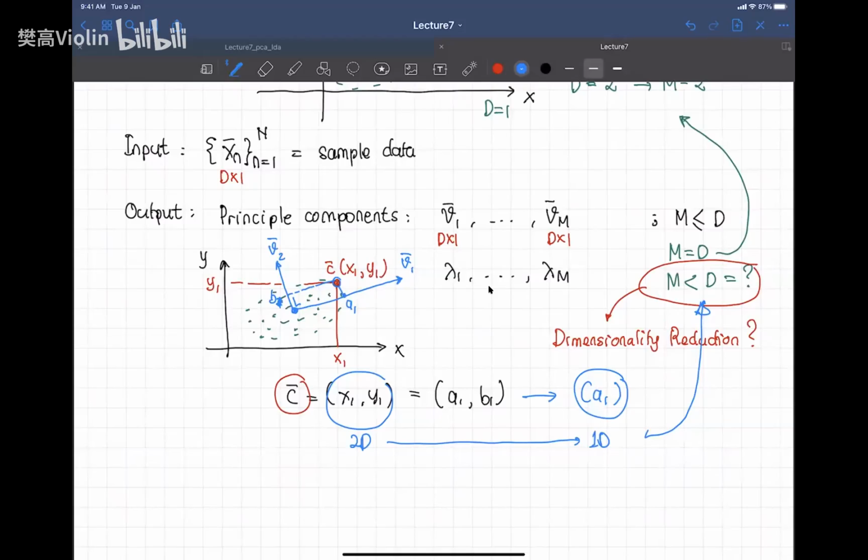Will there be any loss after reducing the dimension? Yes, there is a loss, of course. As you can see here, Arunava, that A1 is not really precise. A1 is just an approximation of C. It's not the same as the point C. It is just close to C. It's actually not C itself.